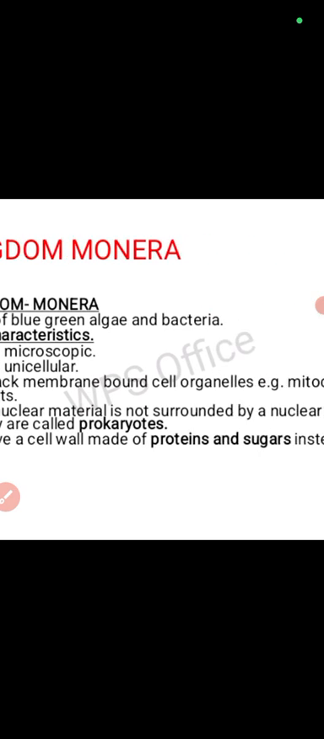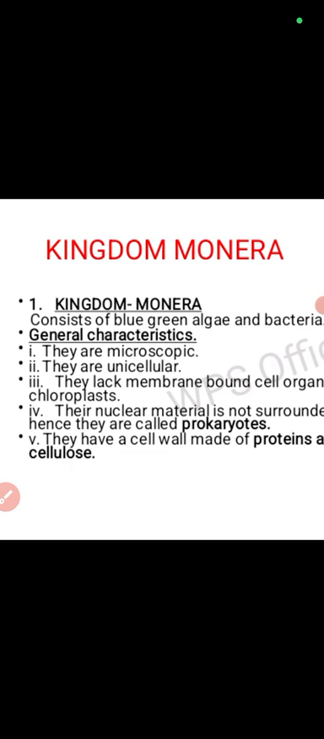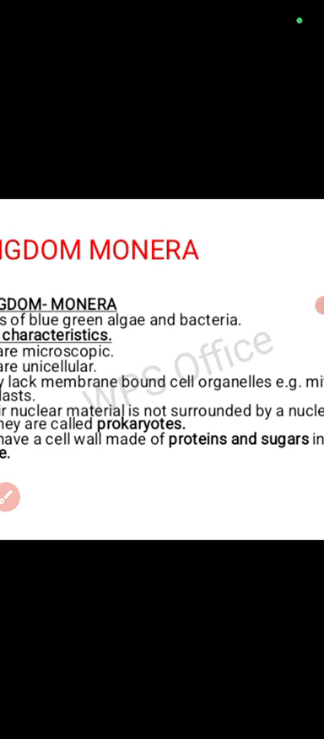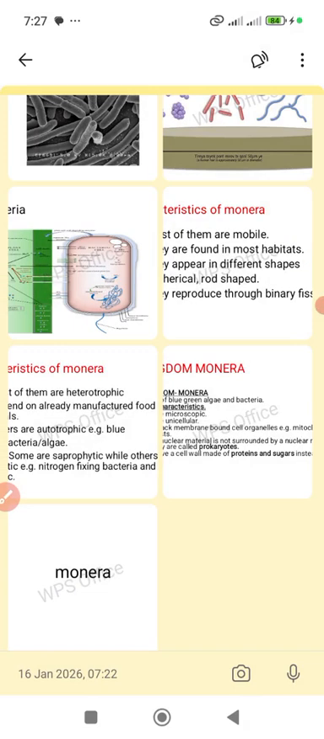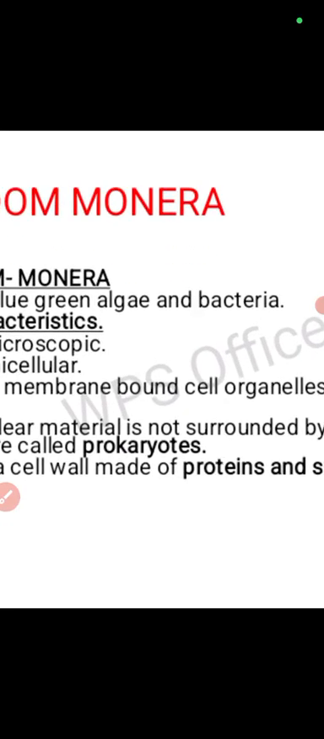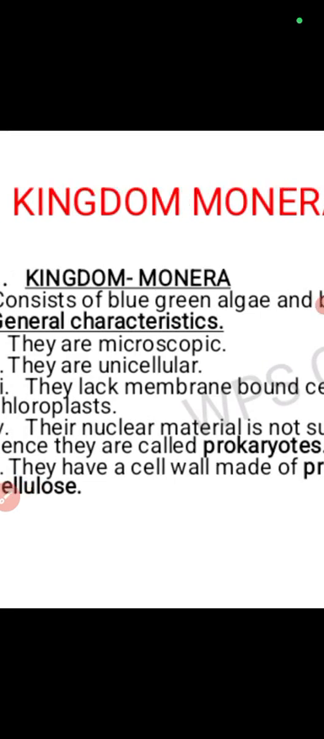Two, unicellular. Uni means one, and cellular means cell. So unicellular means these organisms are made up of one cell. Three, they lack membrane-bound cell organelles such as mitochondria and chloroplast. Number four, their nuclear membrane does not surround a nucleus. So they are known as prokaryotes.